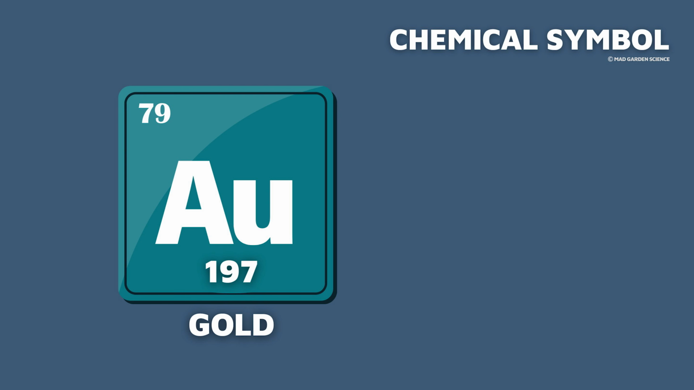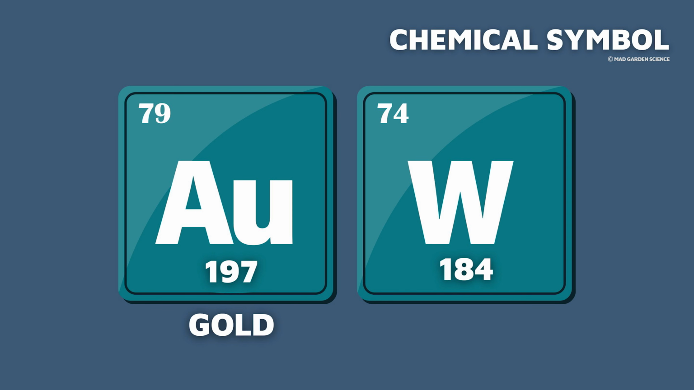An element's chemical symbol can be quite different from its name. This is because many chemical symbols come from other languages, mainly Latin or Greek. For example, Au is the symbol for gold because it comes from the word aurum, which is the Latin word for gold. And this W comes from the German word wolfram, but in English, the element is called tungsten.